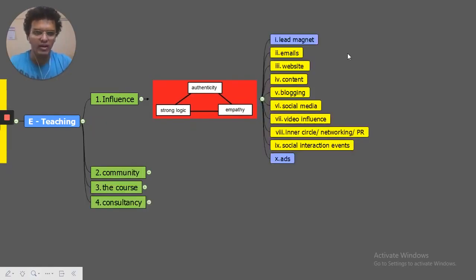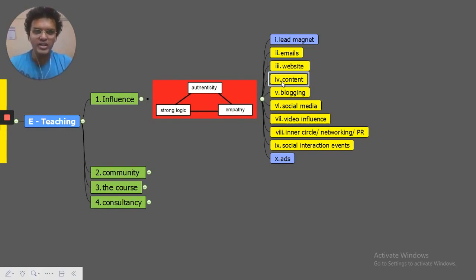I have noted 10 ways of creating the influence. The first one being a lead magnet. It is sharing a piece of info like a book or a PDF or a worksheet in return for the contact information of your customer or your viewer or your subscriber. And you keep in communication with them via emails and redirect them to your website. So you got to have a strong website which is aesthetically beautiful and should be very informative.